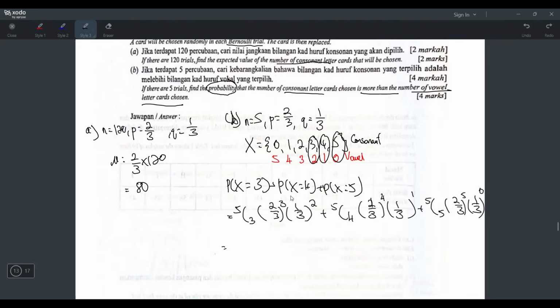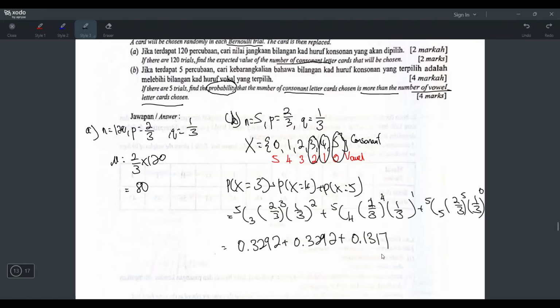Okay, what is 5C3 times 2 over 3 power 3 times 1 over 3 power 2? 0.3292. Okay, just use your calculator to help you. This one also you can press your calculator and you will get 0.3292 also. Oh, it's the same. And then for the last one, 5C5 you don't have to press because this is 1. 1 over 3 power 0 is also 1. So you just have to press 2 over 3 power 5. So you get 0.1317.